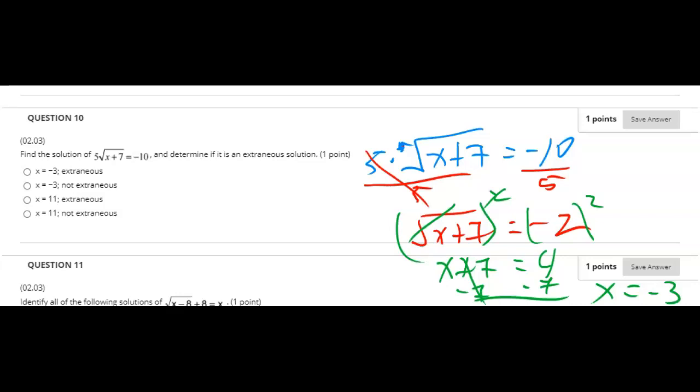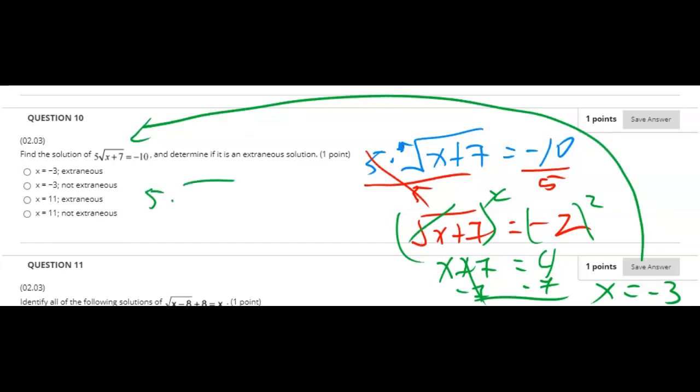Okay, so that's the answer. x equals negative 3, that's the solution. But is it a working solution? If it's not, then we call that extraneous. Okay, so let's figure it out. Let's plug it back into our equation and see if it works.